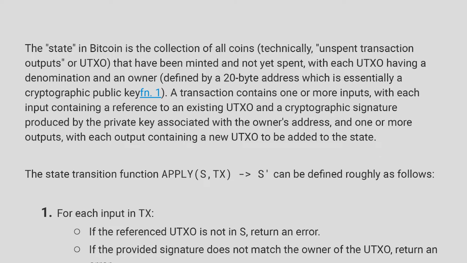The state in Bitcoin is the collection of all coins, technically unspent transaction outputs or UTXO, that have been minted and not yet spent, with each UTXO having a denomination and an owner, defined by a 20-byte address, which is essentially a cryptographic public key. A transaction contains one or more inputs, with each input containing a reference to an existing UTXO and a cryptographic signature produced by the private key associated with the owner's address, and one or more outputs, with each output containing a new UTXO to be added to the state.